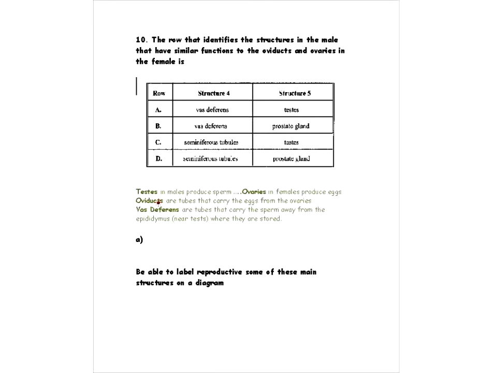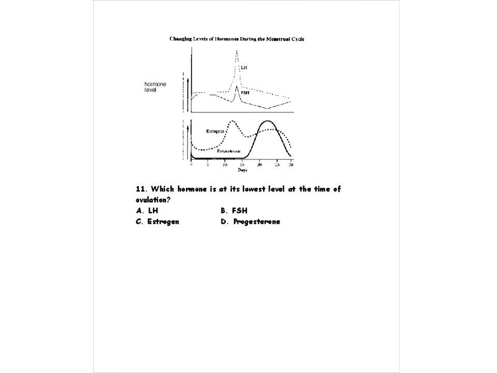So remember that the oviducts in females are similar to the vas deferens in males, and then the testes in males are similar to the ovaries in females, because the ovaries produce eggs and the testes produce sperm. So the answer for this one would be A, vas deferens and testes. And it's also important to be able to label different reproductive structures on a diagram. Just wanted to make note of that as well.